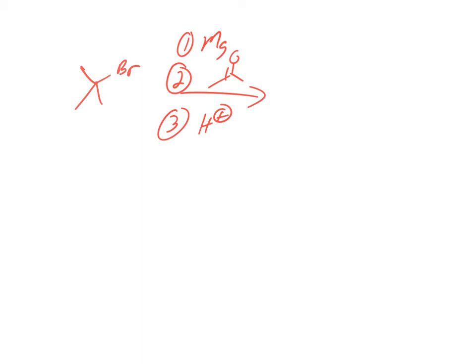Which product are we going to make? The key here, not looking at the answers, is thinking about it. So the first step to a Grignard formation, we have this carbon that's electrophilic. We're going to actually make it nucleophilic, and we're going to do that by adding in a metal.